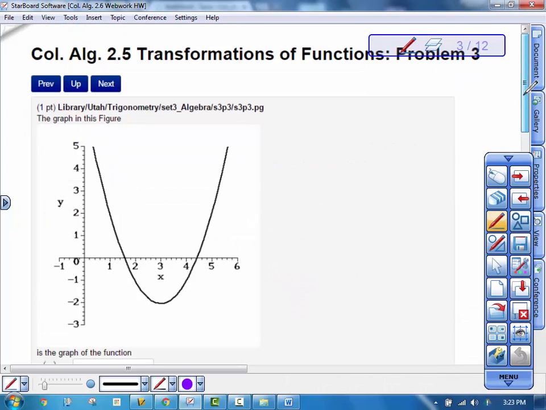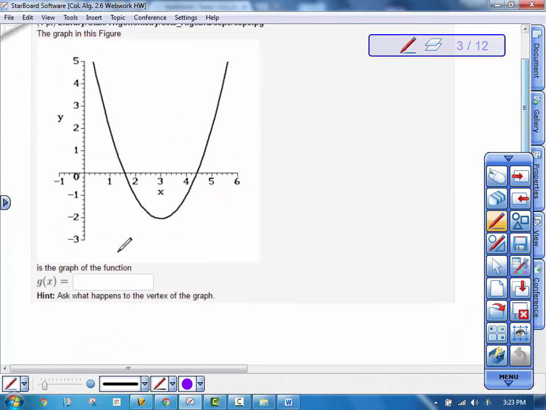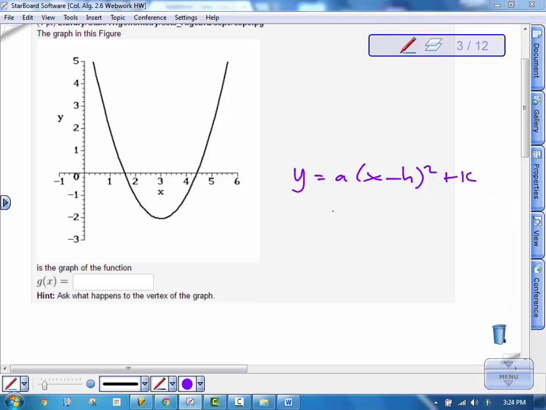Okay, next one, problem 3, wants us to give the equation for this. So I'm going to use y equals a times x minus h squared plus k, where the vertex is at 3, negative 2, so that's important. 3, negative 2 is the vertex because that's h, so x minus 3, and then minus 2. K is negative 2. Now I still have to find a. In order to find a, I'm going to use a point. It doesn't matter what point.